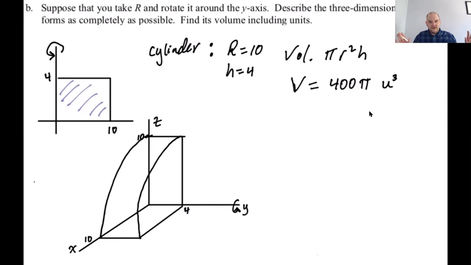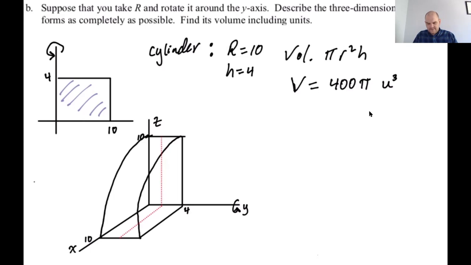I don't know anything right now. All right, hold on. So I want to slice this. So the way I'm going to slice it is, if I take a slice here and here, you can see that I'm always going to get these circular cross sections.